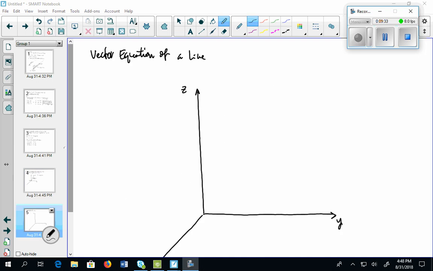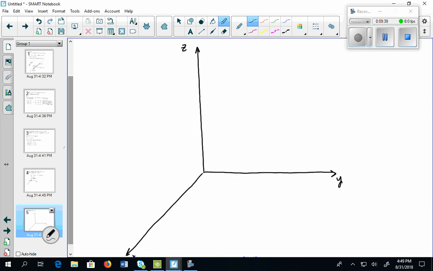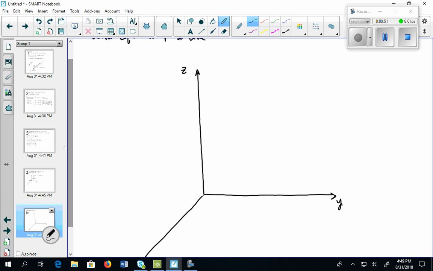All right, to continue developing this vector equation of a line, here we have the coordinate axes drawn in 3-space. Suppose we have a line. I'm just going to draw a line that's existing in 3-space here. Let me try to draw a better line than that. There we go. So there's our line, and we'll call it L, again, for line.